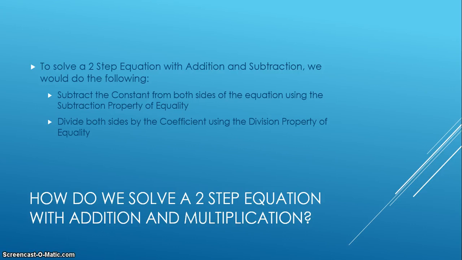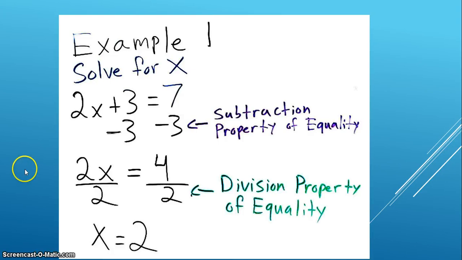How do we solve a two-step equation with addition and multiplication? To solve this type of equation, we subtract the constant from both sides using the subtraction property of equality, and then we divide both sides by the coefficient using the division property of equality. So for example, we have 2x plus 3 equals 7 and want to solve for x. So we subtract 3 from both sides, and we get 2x equals 4, and we divide by 2 on both sides, so x equals 2. So we're using the subtraction property and the division property of equality for this example.